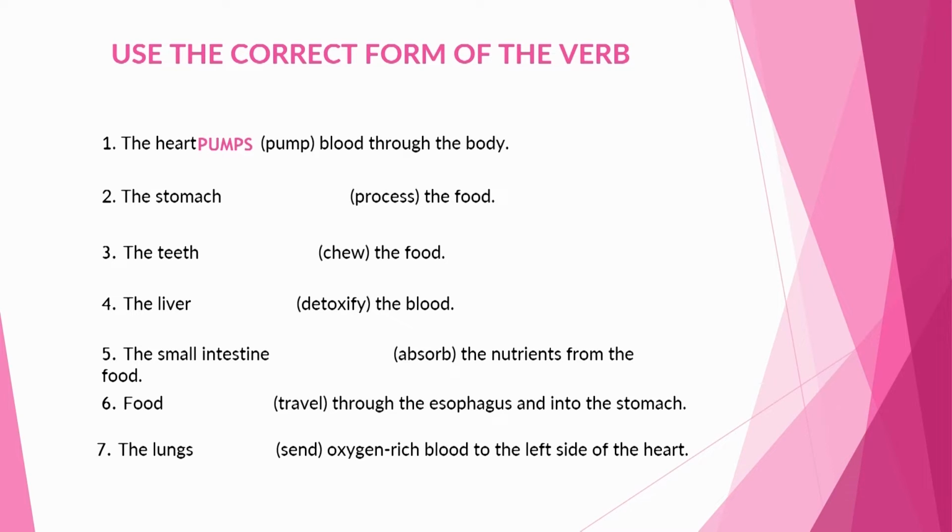For example, in the first sentence, the verb pump, in this case, is pumps. The heart pumps blood around the body, right? It is correct. The second is process. In this case, the stomach processes the food, right? You apply the second rule. Chew is the third verb. So the teeth chew the food because teeth is in plural form.